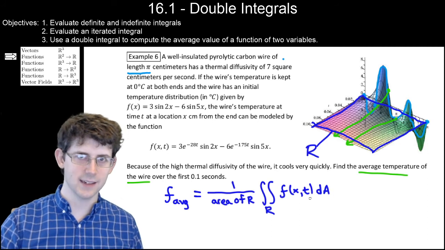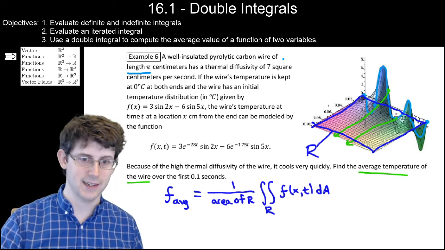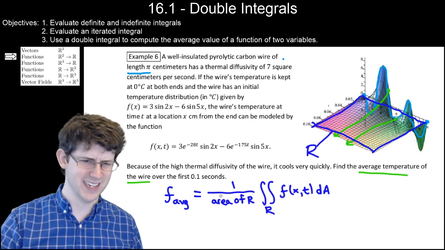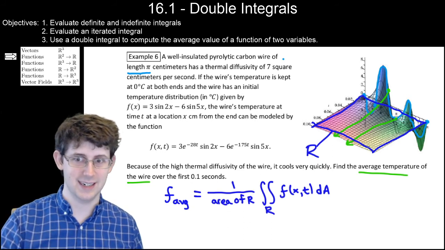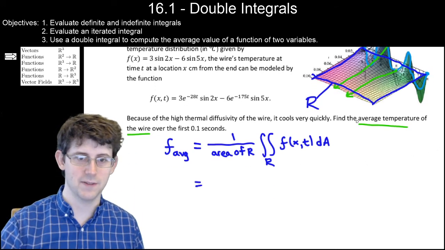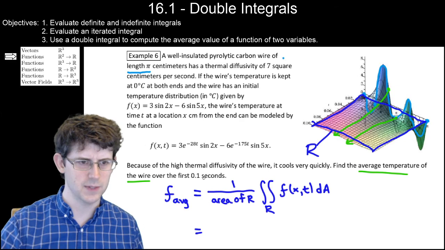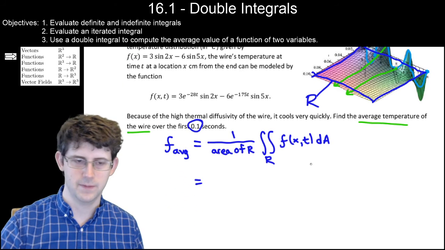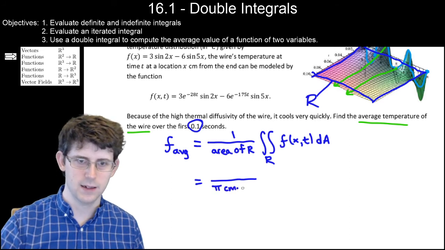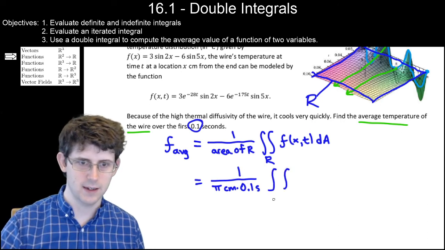Notice that this dA is pretty sketchy here because the units of dA are centimeter seconds, because x is centimeters and t is seconds. So the area is also measured in centimeter seconds, but the math doesn't really care about that. It just doesn't matter. We're going from, what are our bounds? I think x goes from 0 to pi. Yeah, and t goes from 0 to 0.1. So I've got pi centimeters times 0.1 seconds. That's the area. And then I'm going to integrate.